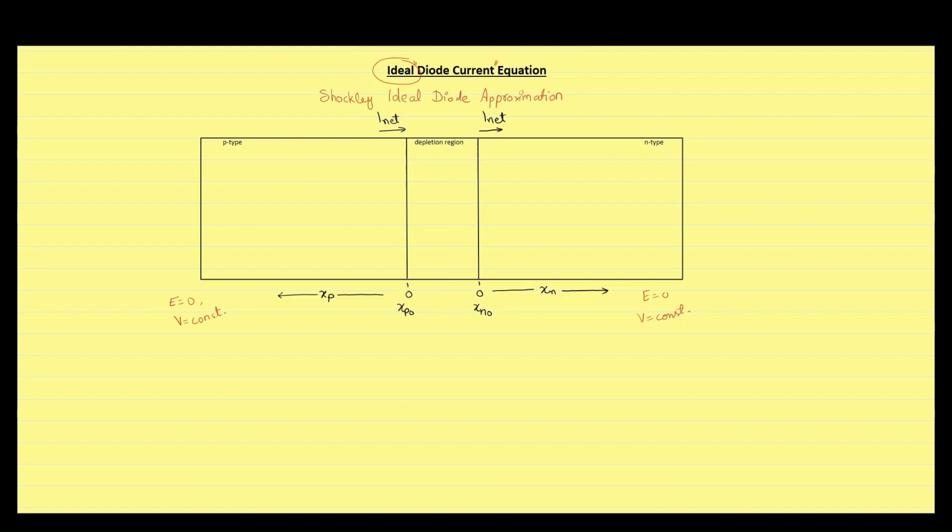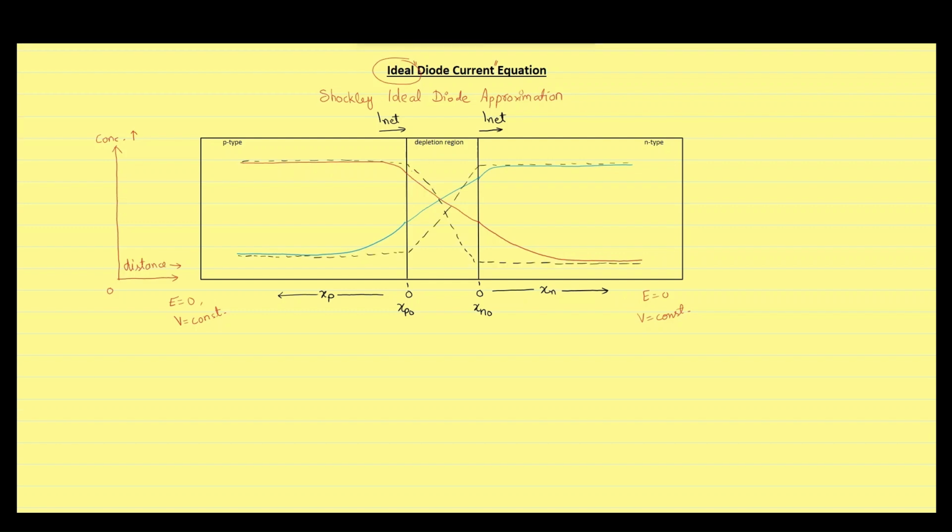The concentration profile for a forward bias junction will look like this. The red line represents the concentration of holes and the blue line represents the concentration of free electrons. The dashed line represents the concentration profile if the diode was unbiased. I hope you understood what the different parameters in this diagram are. Now there is no need for such a big diagram.